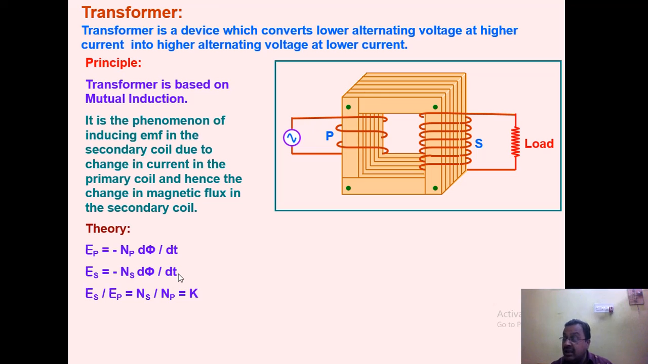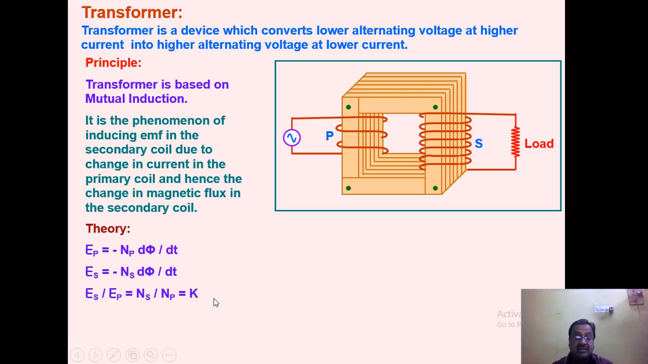Then, if we find the ratio, what is the ratio between ES and EP? If you divide ES by EP, d phi by dt gets cancelled, the negative sign gets cancelled, and you will get NS by NP, and this is always equal to a constant K, which is called the transformer ratio. K is called the transformer ratio. So how do we define this constant?